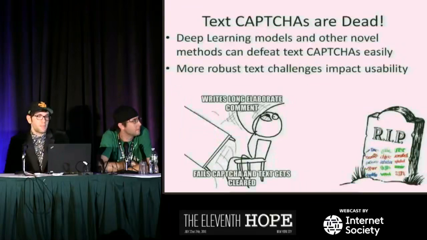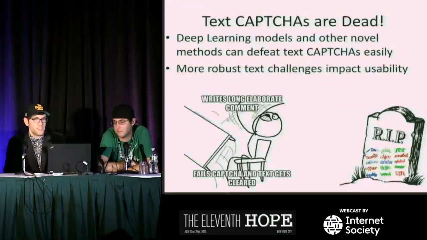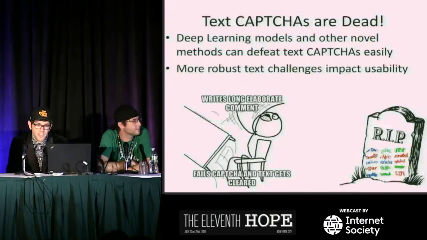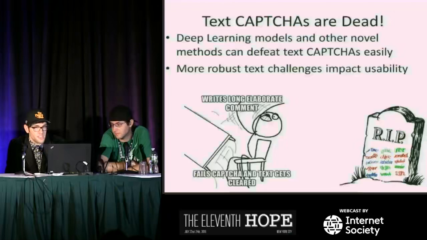So text CAPTCHAs are basically dead. We've seen Google's reCAPTCHA move to an image-based service, and deep learning models have effectively deleted text-based implementations. Now, that's not to say you're not going to see text-based implementations around on the web, because let's face it, they're scalable, they exist, they're already deployed, they're good enough at stopping skids from running wild on your web page.